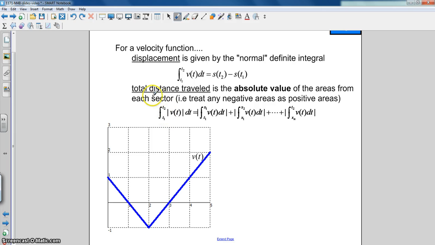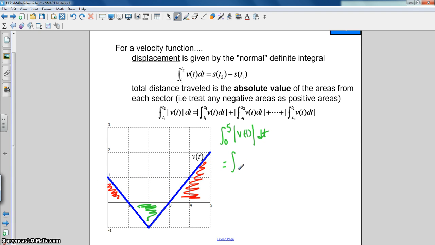Okay, total distance traveled is a little bit more intricate. Total distance traveled is the absolute value of the areas. In essence, and this is the same graph that we saw in an earlier video, we have the upper areas, the areas above the x-axis, and we have the lower area. For total distance traveled, we take all the positive areas and add the area of the lower one without subtraction signs. So we treat a negative area as a positive area. So in essence, the integral here, we need to split it up. Normally we would do the integral from 0 to 5 of the absolute value of v of t dt. But now it's best to break this up into the positive areas and the negative areas.